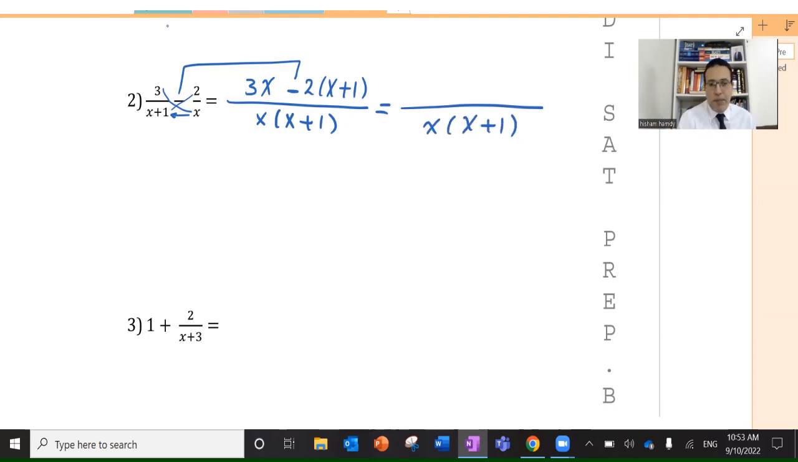And usually we don't expand the bracket in the denominator. Up, 3x. Negative 2 by x is negative 2x. And negative 2 by 1 is negative 2. Add the like terms. So it's x minus 2 divided by x multiply x plus 1.